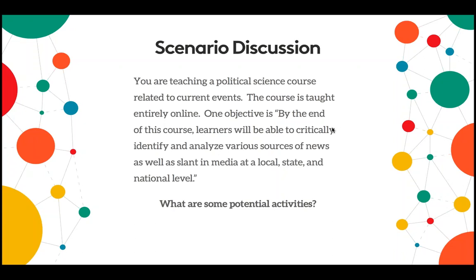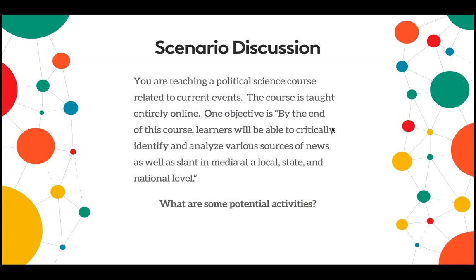One objective for this course is by the end of this course, learners will be able to critically identify and analyze various sources of news as well as slant in the media at the local, state, and national level. Dissecting this objective, you're looking at opportunities for local, state, and national levels, and activities for slant or sources of news. I think the key words here are critically identify, not just identify. It's that higher level thinking.